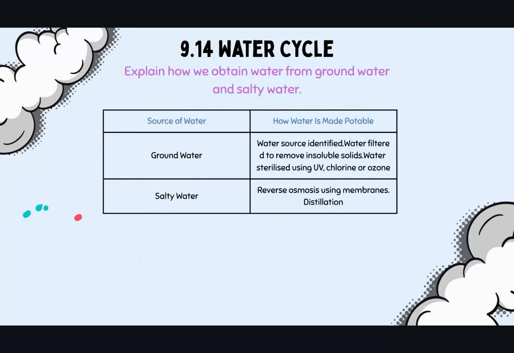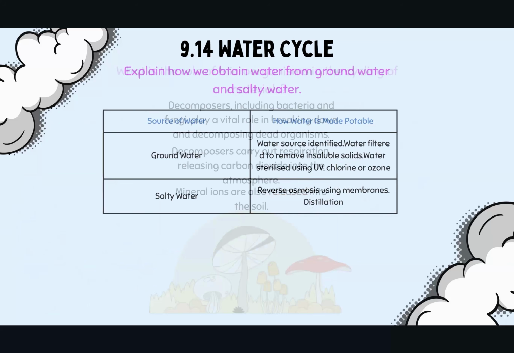Okay, so groundwater, we've got 3 steps. We filter, sedimentation, and chlorination. With salty water, we can use reverse osmosis or distillation.